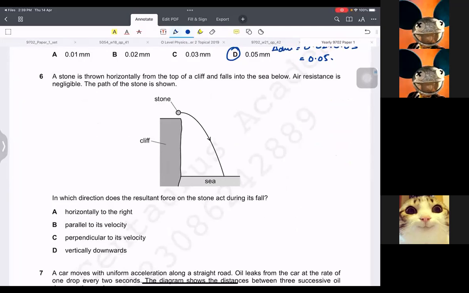Now the stone is thrown. Please do let me know when you want me to explain something. A stone is thrown horizontally from the top of a cliff and falls into the sea below. The air resistance is negligible, and the path is shown. In which direction does the resultant force on the stone act during its fall? Resultant force always acts vertically downwards, because when something falls, the only force it feels is either weight or air resistance. So it has to be like this, and weight is always greater unless it reaches constant velocity.